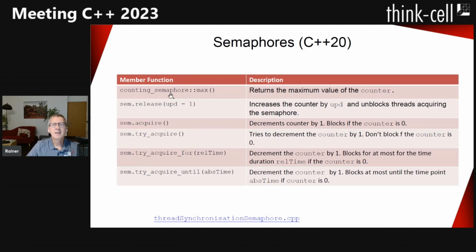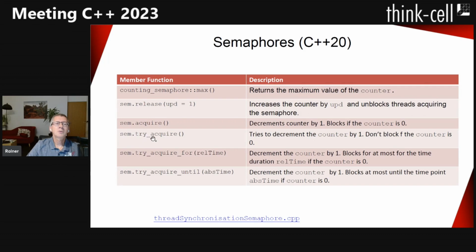This is the interface of a semaphore. You can ask for the maximum value the counter could have. You can release the semaphore, and by default, you update the counter by 1. You can acquire it. Acquire means you decrease the count by 1, and this call blocks if the count is 0. And then you can try to do it: try_acquire, try_acquire_for, try_acquire_until.